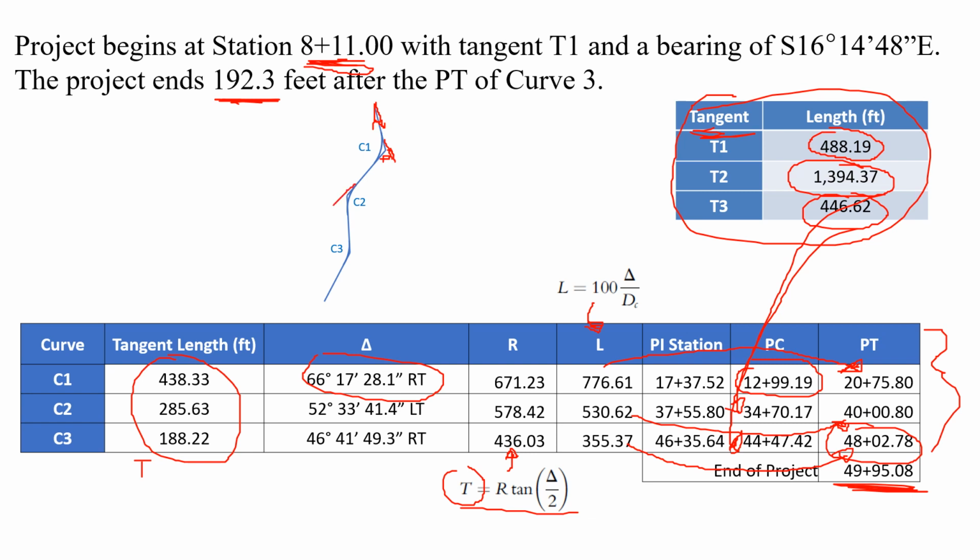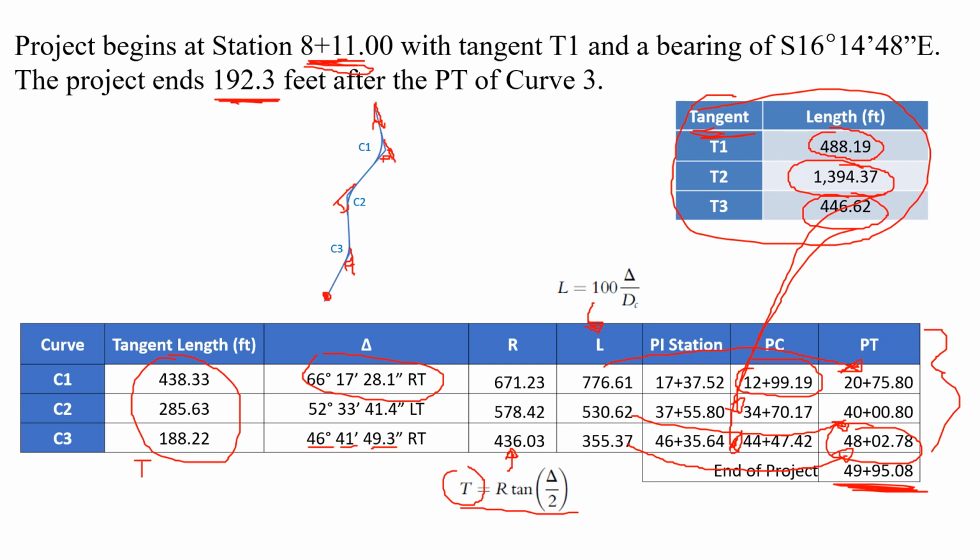Then our curve 2 delta is 52 degrees, 31 minutes, 41.4 seconds to the left. And then finally for curve 3, back to the right, 46 degrees, 41 minutes, 49.13 seconds. And then another 192.3 feet past the PT of curve 3 to give us the end of project 49 plus 95.08.